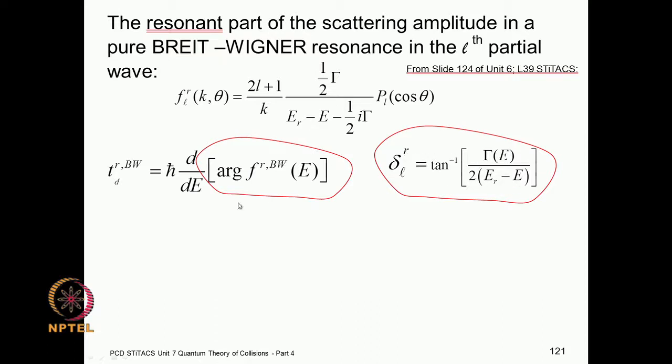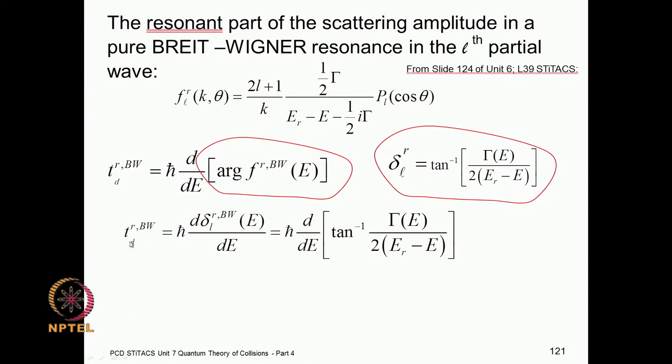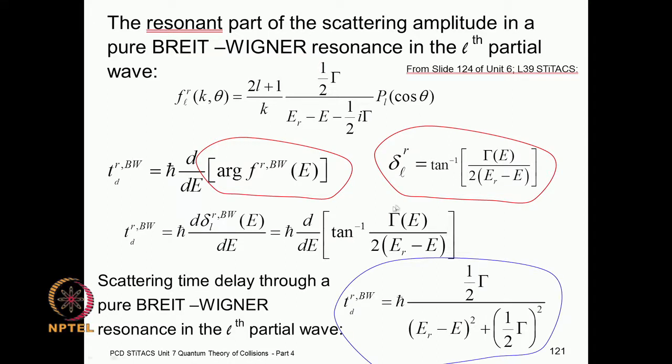So, you can put this angle over here, and that gives you the time delay, and this time delay would be h cross times the energy derivative of this angle, which is coming from the scattering amplitude at the Breit-Wigner resonance. So, this is your net result: if you take the tan inverse of this and take its energy derivative, this is the result that you get. It is a very simple result, but also a result which tells us how to relate the time delay with the lifetimes at a resonance.